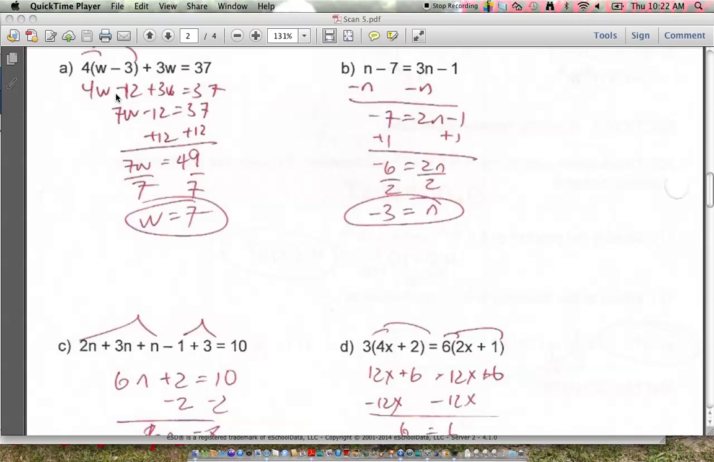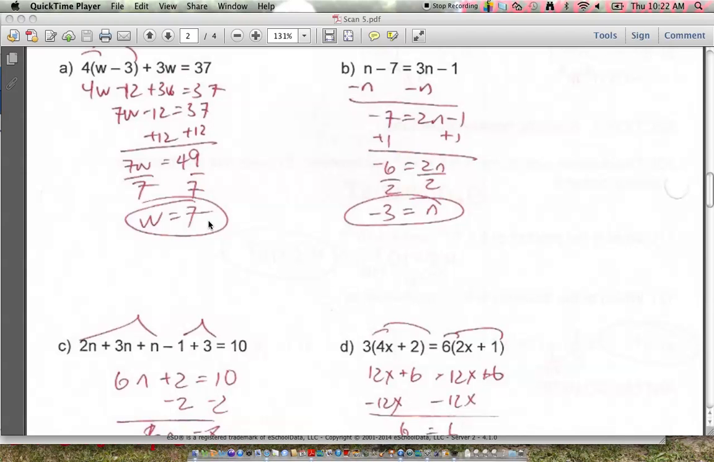It's minus 3. So basically, you get 1 point to distribute, 2 points to make sure you did same side, same operation, and 2 points to make sure that you added the 12 to both sides. And then you've got to come up with a 7. If you don't come up with a 7, it's minus 1. Okay? Now take a look at letter B.